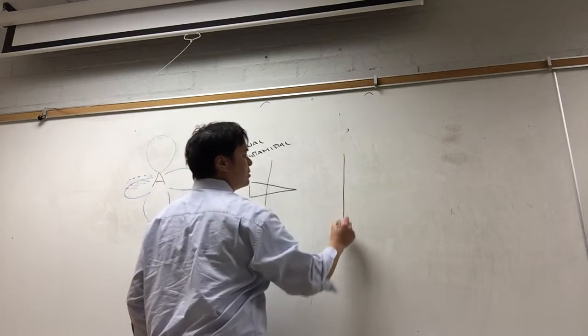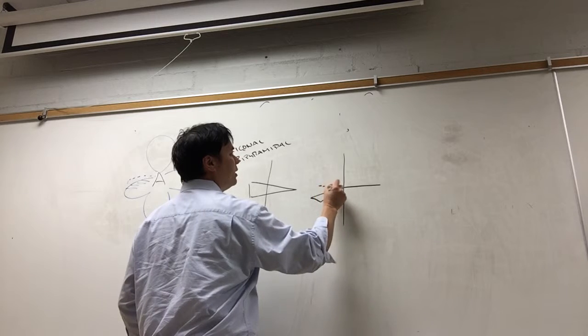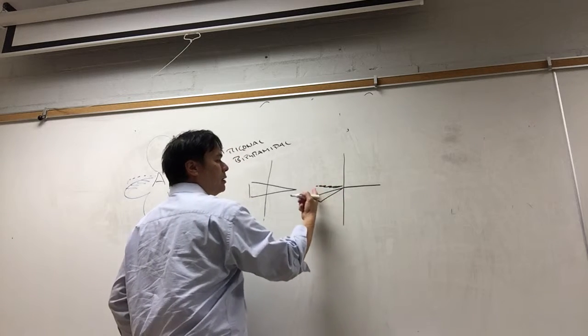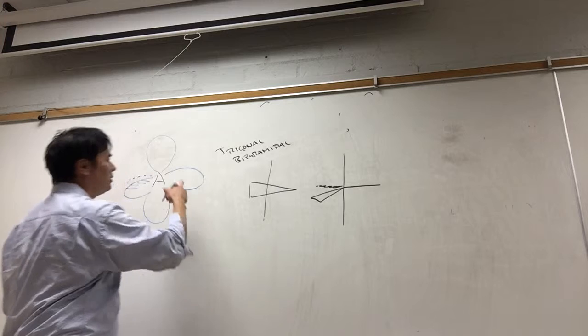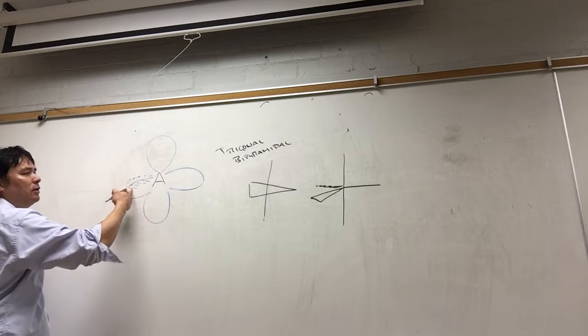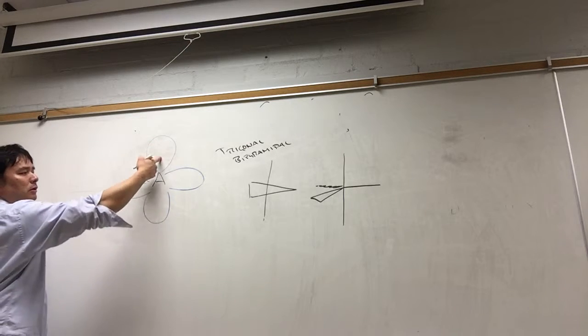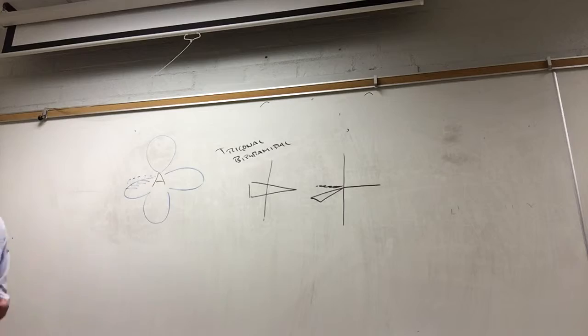Another way of looking at this structure would be something like this, where one is coming out and one is going in. And so it forms a trigonal planar arrangement here. And so we use the same three holes that we use for trigonal planar, but we're using the top and the bottom holes now. The top and the bottom holes are like this.